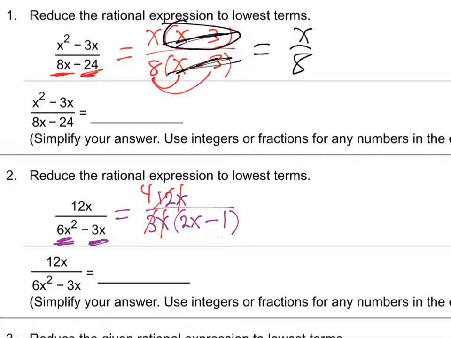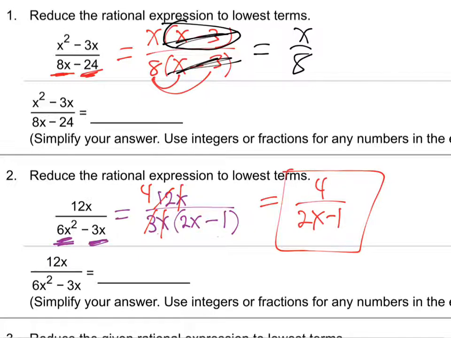So what does that leave us then? 4 over 2x minus 1. You don't need the parentheses on the 2x minus 1 anymore because there's nothing to separate it from anymore. The 3x that was next to it has gone away. So that's it. We're done. Does that make sense? So we factor and then we cancel.